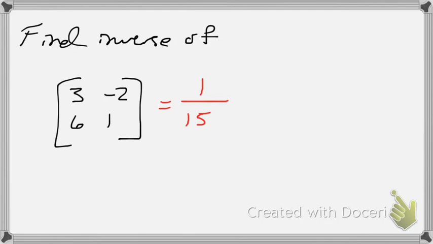Now, we have a matrix. We switch the 3 and the 1. So they are in new positions. We change the signs of the other two. So the -2 becomes +2, and the +6 becomes -6. 3 and the 1 switch places. The -2 and the 6 switch signs. At this point, you distribute the 1/15.